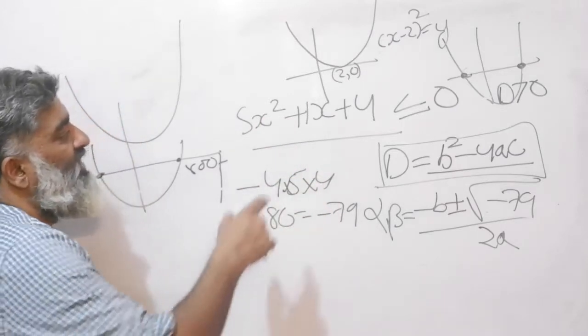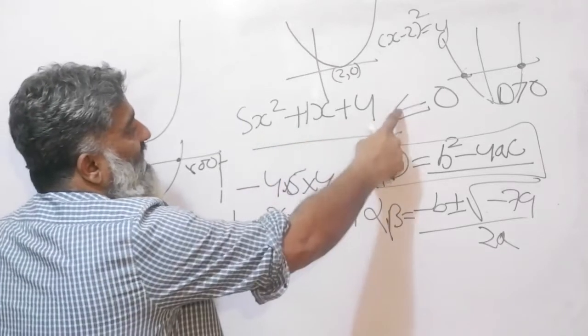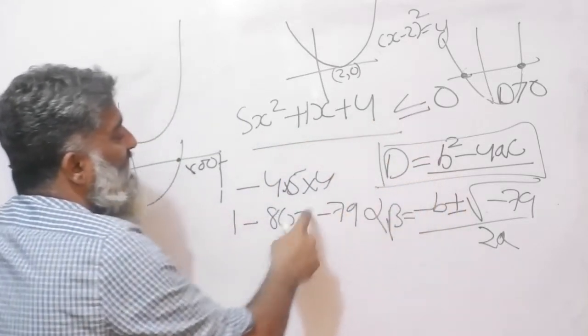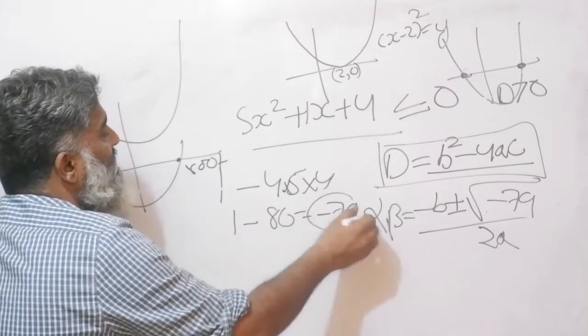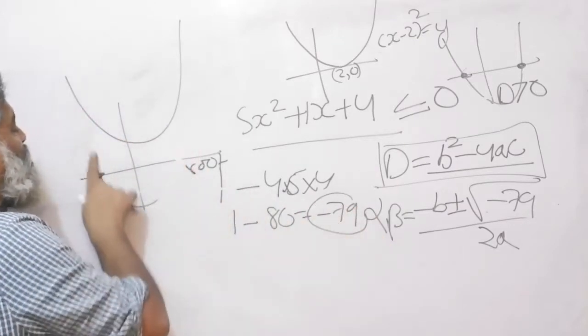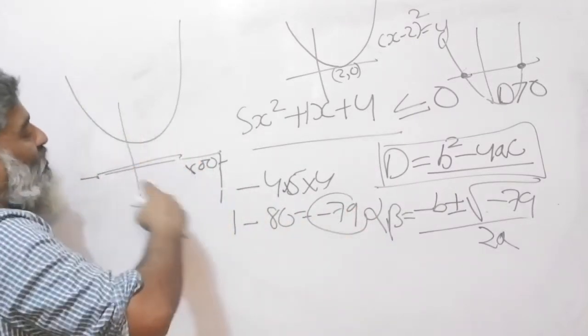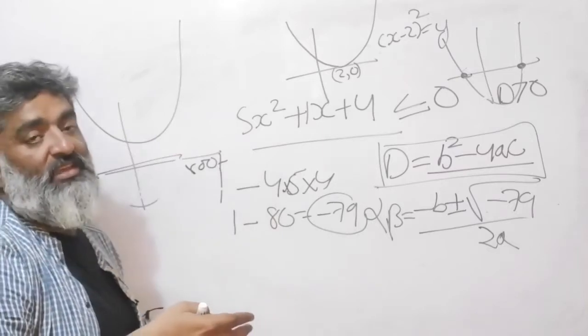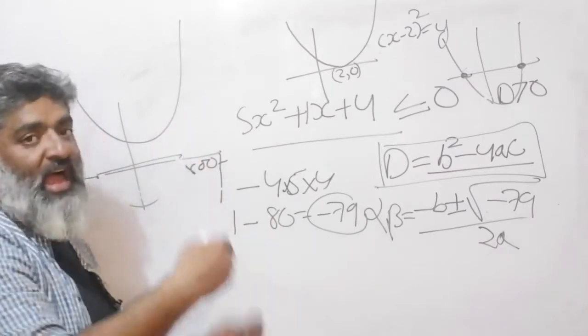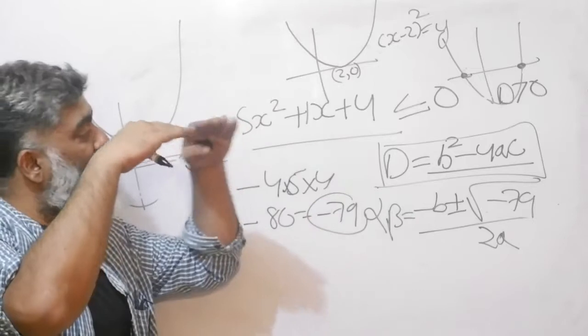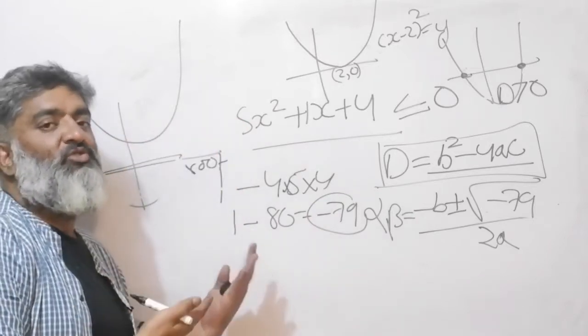So connect it all together. This inequality said less than equal to 0. But if I understand that the determinant is negative, that tells me that the graph is going to be like this. It is never going to even touch the x-axis. That means it is never coming for negativity. I have to come below the x-axis. It is never going to do that.